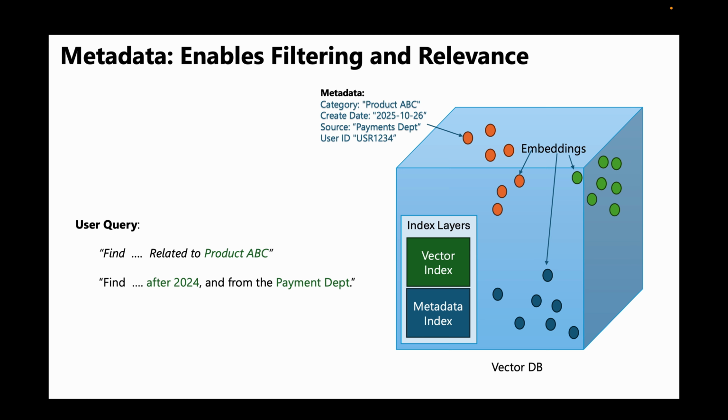This has multiple benefits. It makes retrieval faster as we scope down the search to filtered chunks, and it also improves relevance as we filter out irrelevant or out of scope information, even if it is semantically similar to the query.